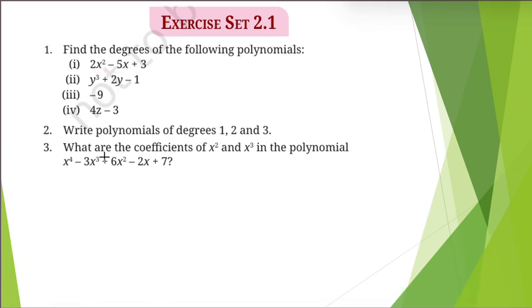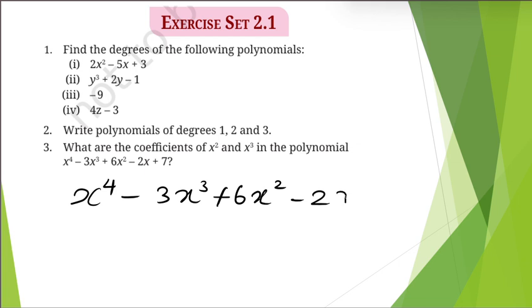You have to write the coefficient of x square and x cube in the polynomial x to the power 4 minus 3x cube plus 6x square minus 2x plus 7. Right, so let me rewrite the polynomial: x to the power 4 minus 3x cube plus 6x square minus 2x plus 7. As we said, coefficient means the numerical value that comes along with the variable, right?